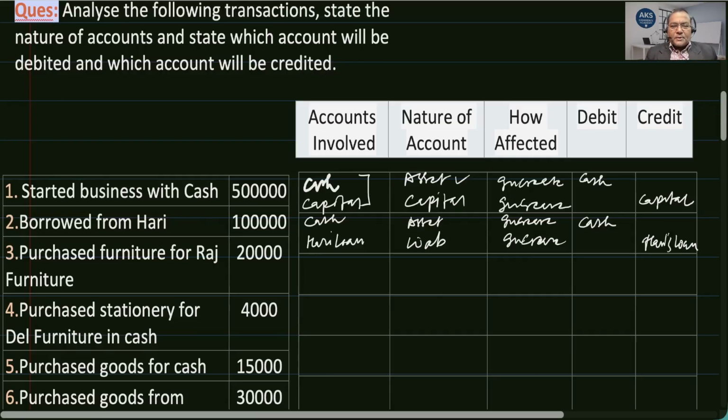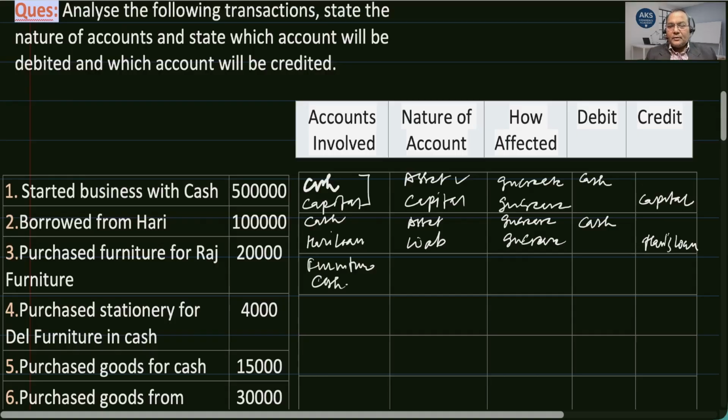Now the third one, purchase furniture from Raj Furniture. So this is from Raj Furniture. So how we are going to enter this? So which are the two accounts which get involved, or impacted, because of this particular transaction? So there is one which is furniture, an asset, and second one is cash. So these two accounts are affected. So how is that we are going to enter this?